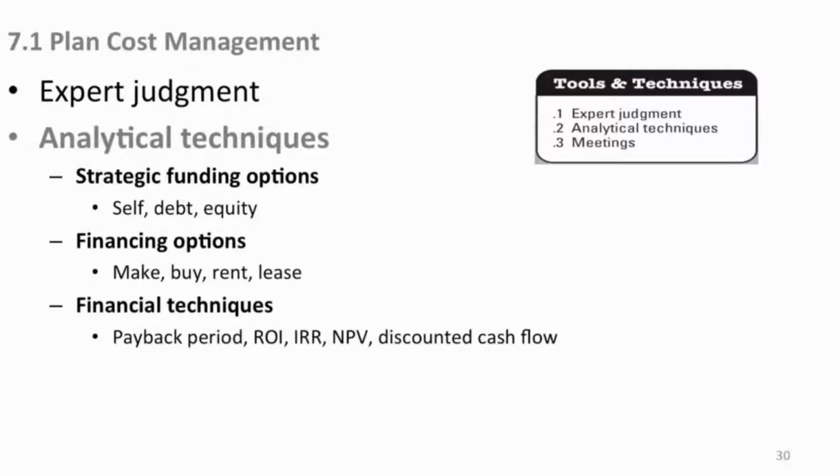Financing options, when you actually get to make and buy decisions, you're going to rent, lease, anything at all on your project. You need all those kind of decisions which will affect the cost. And your financial techniques that we saw when we did project selection way back then, the same techniques here, especially if you're going to buy stuff. They need to look at the internal rate of return and return on investment, net present value, discounted cash flow, all these kind of things to make the best purchase decision. So there's a wide variety of techniques that can be used to do that.